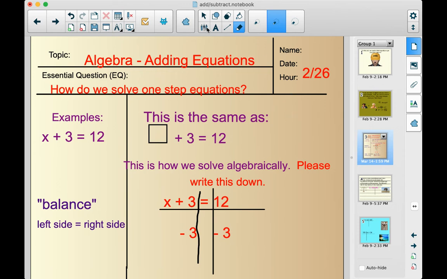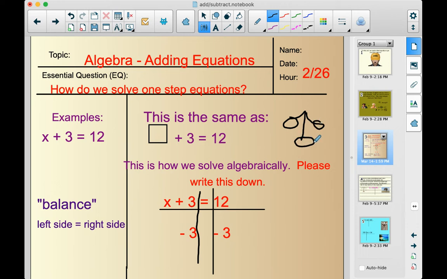Okay, so you might see something like plate here, plate there. Okay, something like that. Again, it tips left and right as you put weight on it. So this is kind of what you want to think of. Right now, these two sides are equal to each other, and I want to keep it that way.